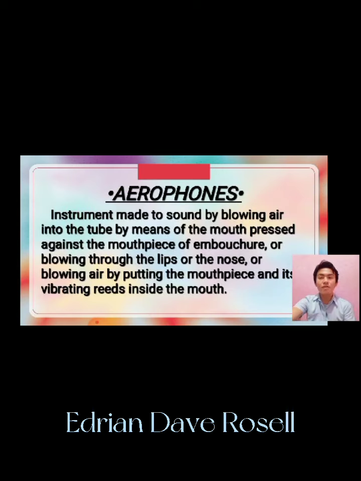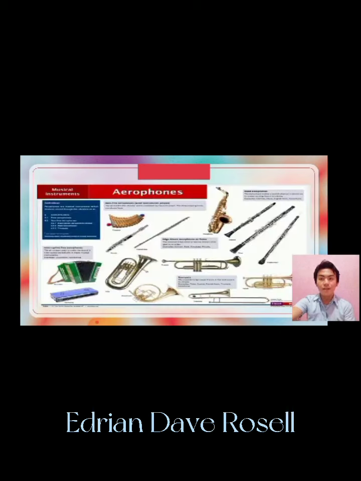So next is aerophones, instruments made to sound by blowing air into the tube by means of the mouth pursed against the mouthpiece or embouchure, or blowing through the lips or the nose, or blowing air by putting the mouthpiece and its vibrating reeds inside the mouth. So the examples of aerophones are cornet, trumpet, trombone, horn, tuba, flute, clarinet, and more.